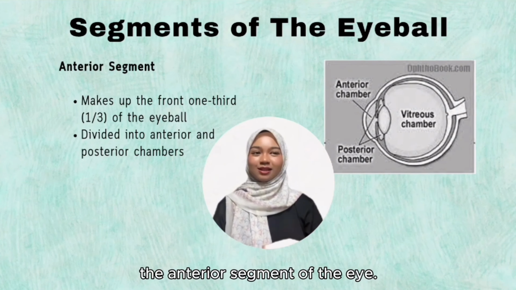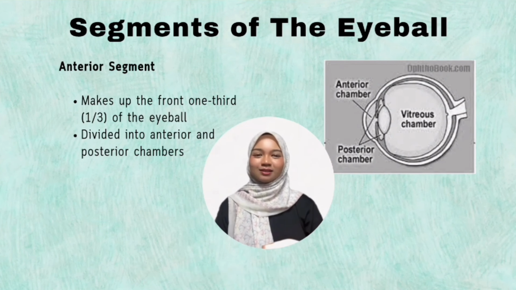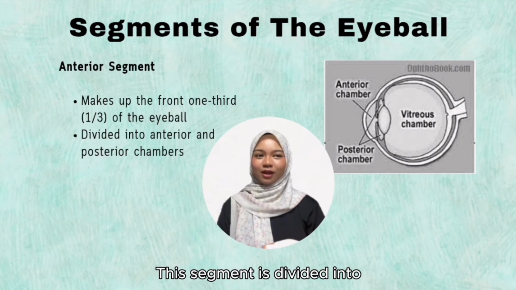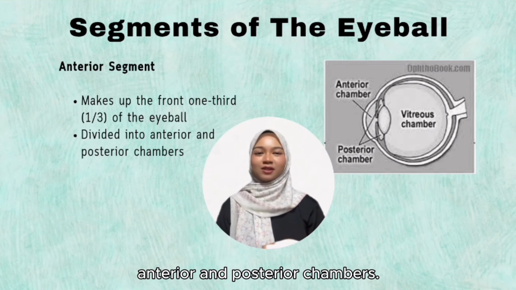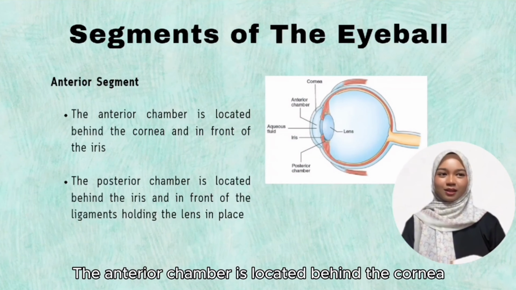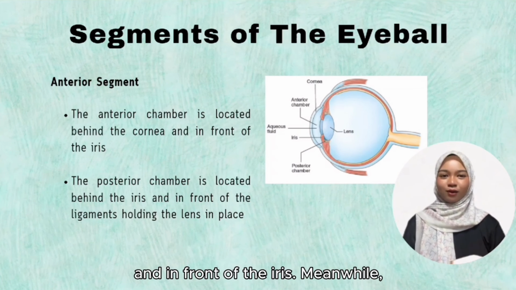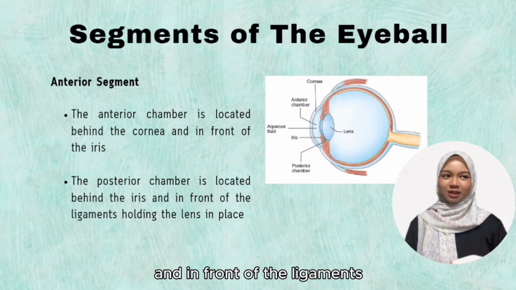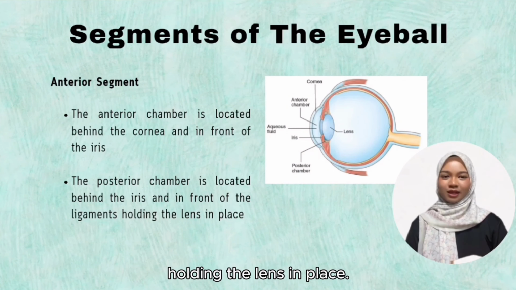Firstly, the anterior segment of the eye. The anterior segment makes up the front 1/3 of the eyeball. This segment is divided into anterior and posterior chambers. The anterior chamber is located behind the cornea and in front of the iris. Meanwhile, the posterior chamber is located behind the iris and in front of the ligaments holding the lens in place.